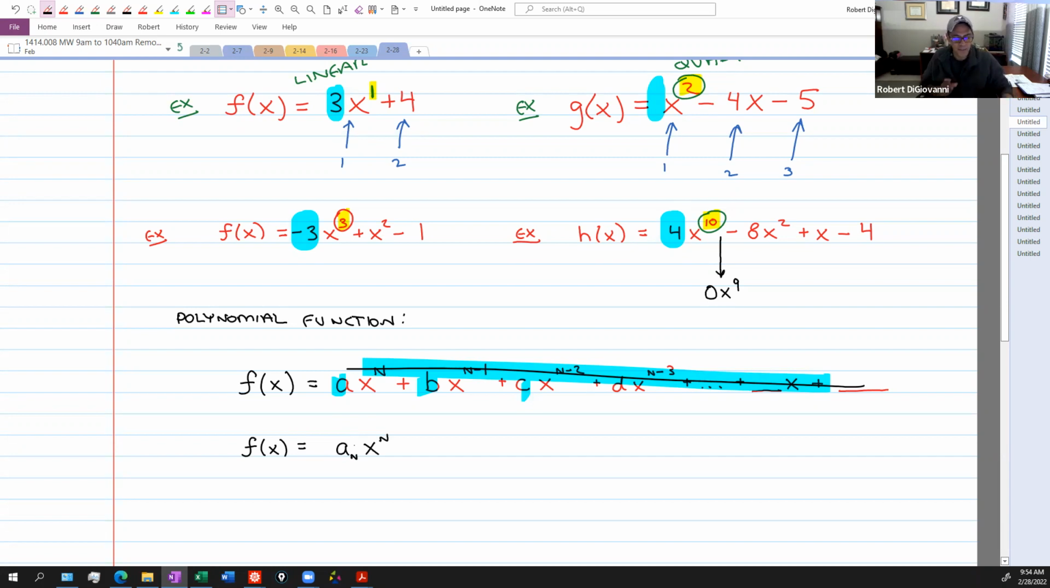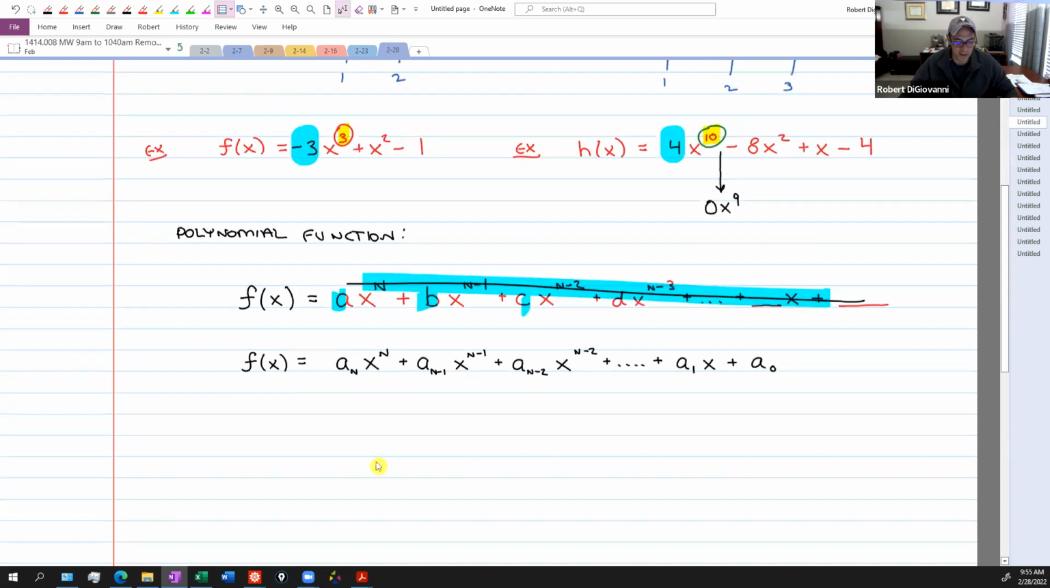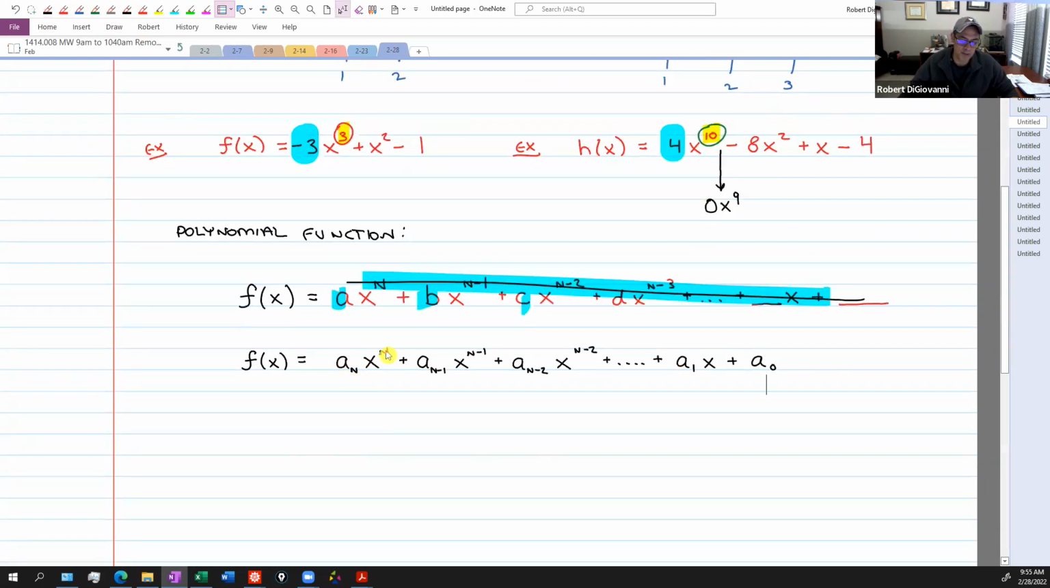That's the nth coefficient. It's the coefficient in front of X to the N. Then I write A sub N minus 1, X to the N minus 1. Then A subscript N minus 2, X to the N minus 2. And I keep doing that until I get down to A sub 1, X plus A sub 0. So instead of using A, B, C, D, E, I'm using A subscripted with the same power.